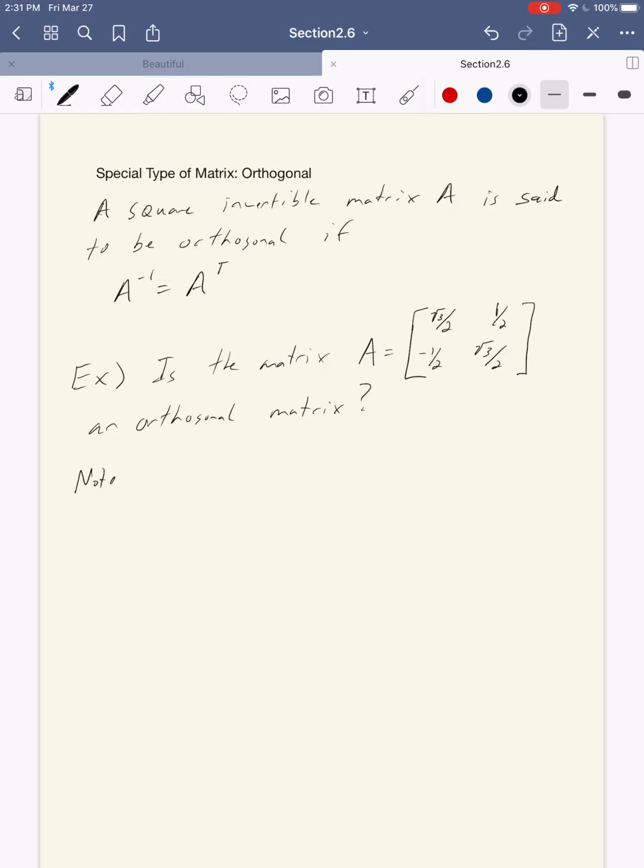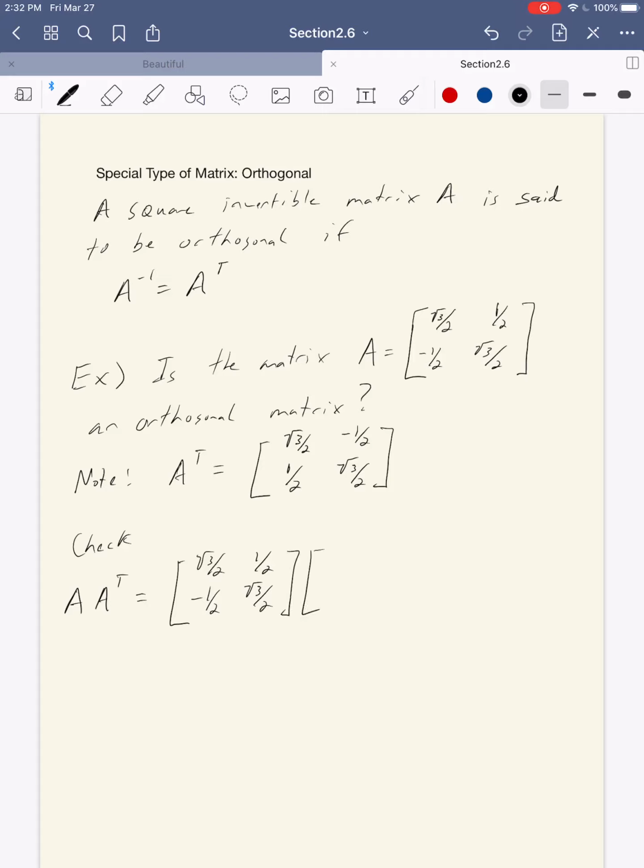So let's try that, right? Let's note that A transpose here, if we do the transpose of that matrix, remember transpose takes the row and makes it the column. So we get root 3 over 2, 1/2, and then the second row becomes the second column, negative 1/2, root 3 over 2. Okay, so now let's check. What happens if we do A times A transpose, which is root 3 over 2, 1/2, negative 1/2, root 3 over 2, times this transpose that we just figured out, root 3 over 2, negative 1/2, 1/2, root 3 over 2. So we take a row times a column.